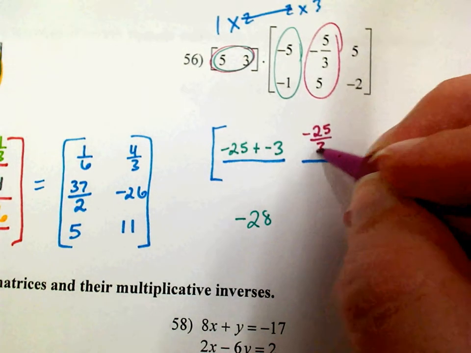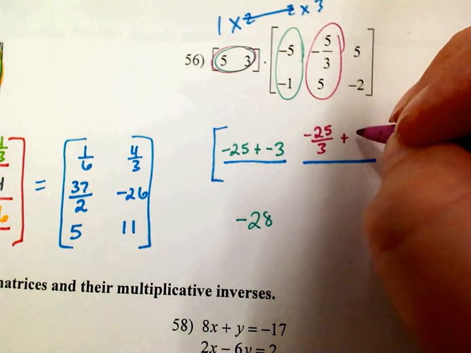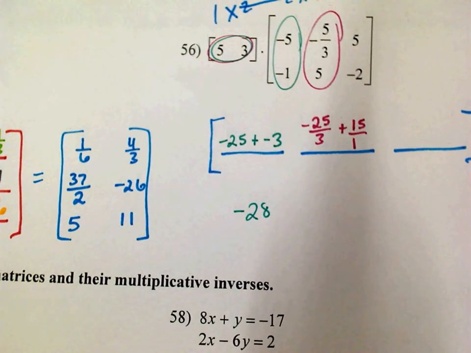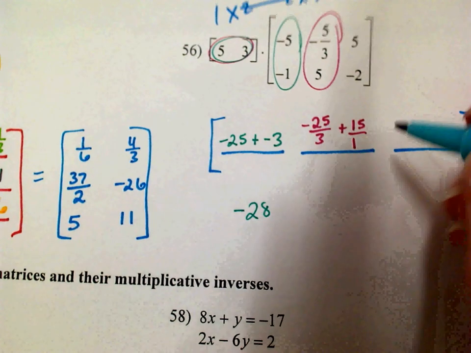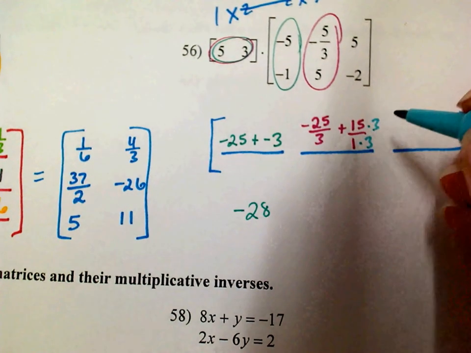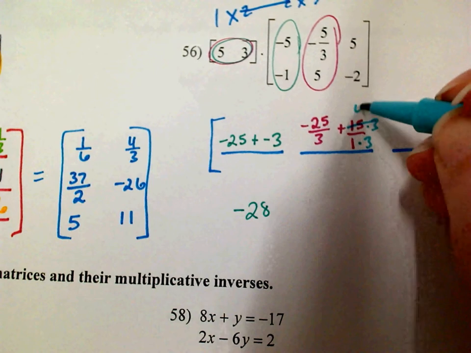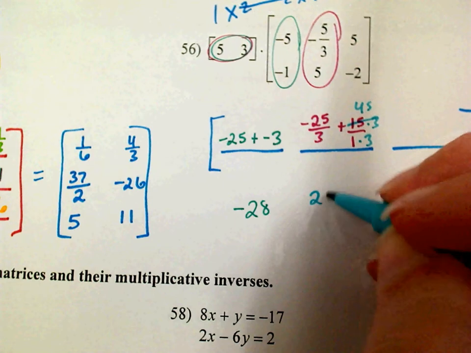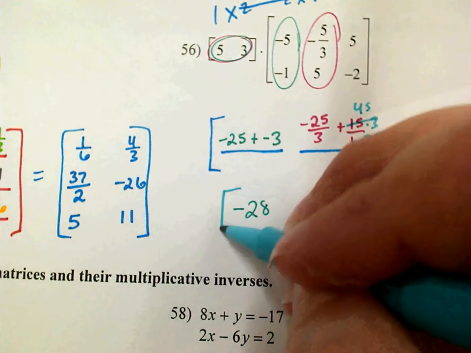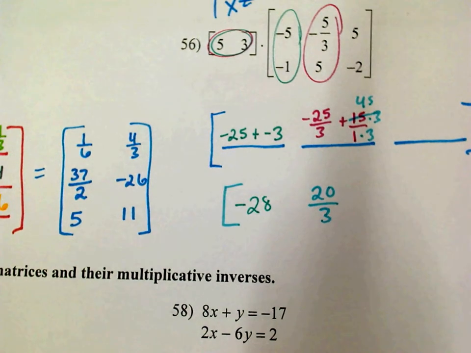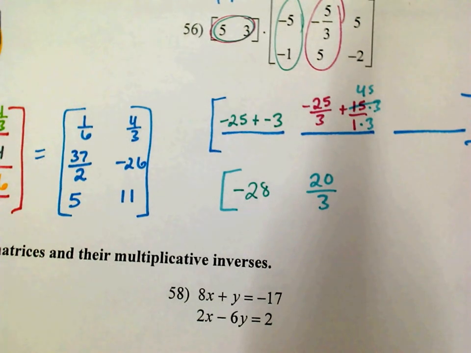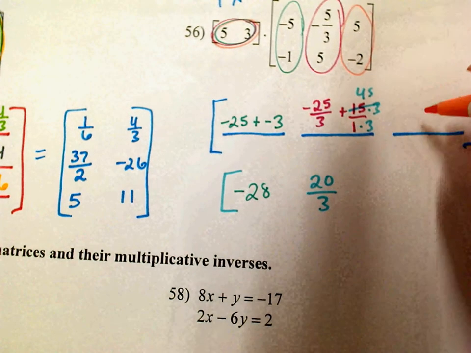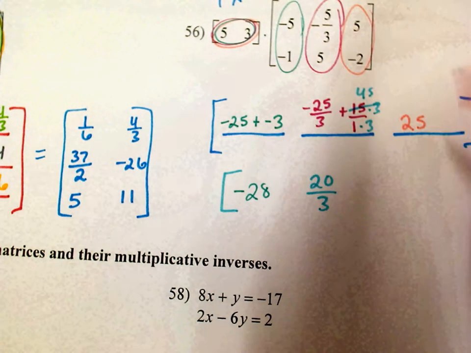And then what's 3 times 5, which is over 1. So let's go ahead and find our common denominator. What's common? 3. So I need a 3 here and a 3 there. What's 3 times 15? What's 45 minus 25? 20, so this is 20/3 is my middle term. And last one, row by column. 5 times 5 is 25. 3 times negative 2 is negative 6, and that makes that 19. And there's my answer.